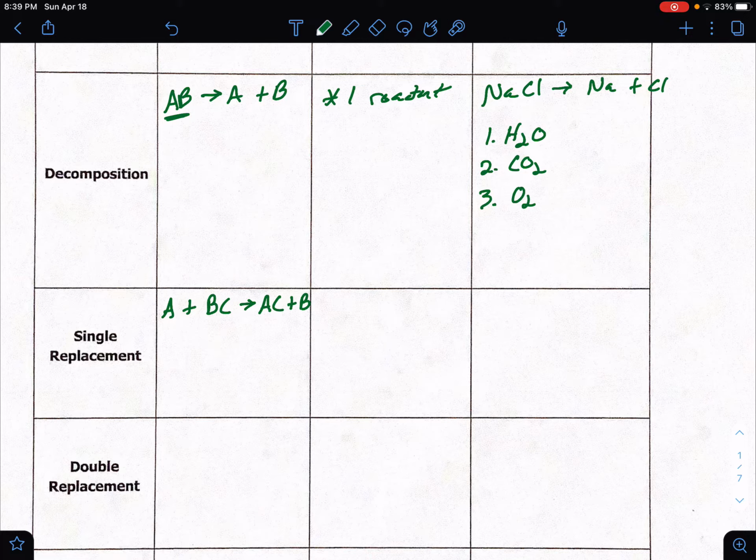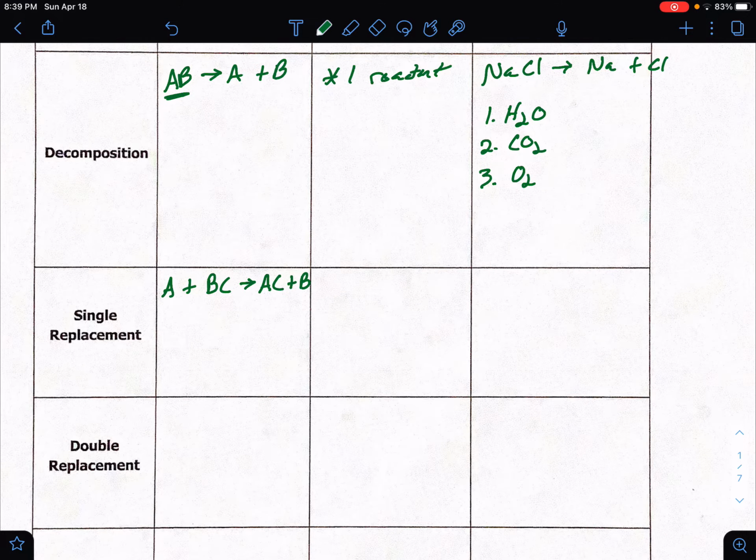Okay, so A has to be better than B for C to switch partners like that. And that's what we use the activity series for. You have to determine, is the metal better than the other one? We're going to do more examples on that. A lot of the rules you can get from the key and just the general statements of it, but I want to talk about what each one is, and then focus more on the examples which you actually see on the test.